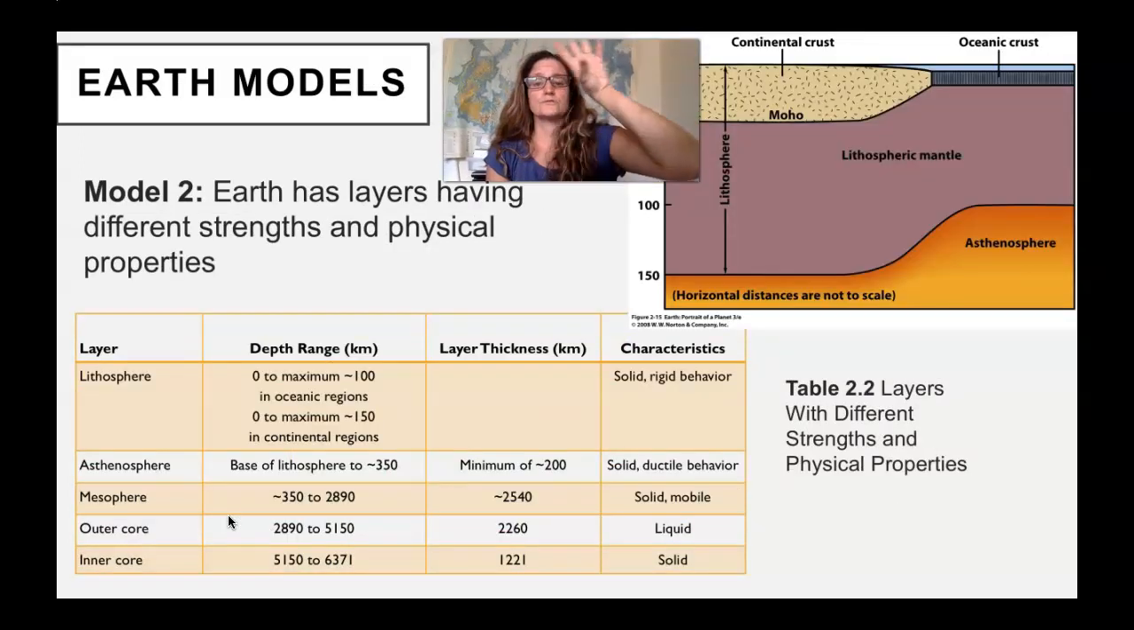Let's switch over to model number 2, where we're looking at the physical properties. So the lithosphere is solid. It behaves like a brittle solid. If you crack it, it's going to crack. If you bend it, it's going to crack. The asthenosphere is solid, but it can flow. We can bend it. It's not we, but Earth processes can bend the asthenosphere. The mesosphere is also a solid. The outer core is liquid, and the inner core is solid.